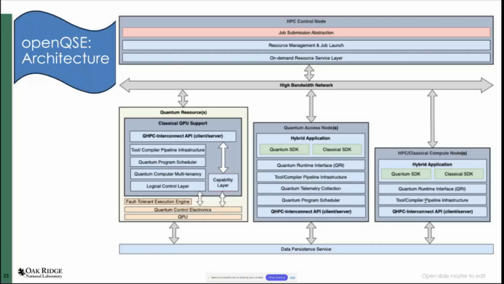Then you'll have a tool/compiler pipeline infrastructure that takes the quantum task that needs to run, and it can apply some transformation on it, and you can progressively lower it. So the reason you have it, for example, on the classical compute node, on the access node, and on the quantum resources, is because you can do different levels of lowering on each compute element. So on the classical compute nodes, you can do a high level transformation, and then once you get to the quantum resource, you can lower it all the way down to the hardware.